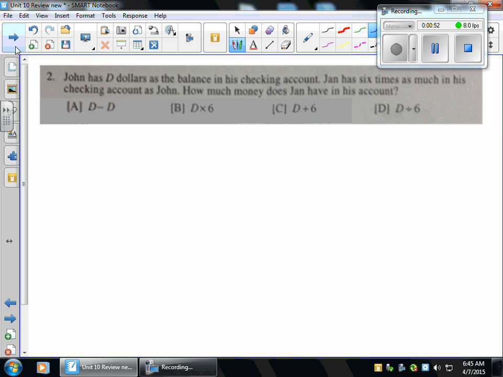Next problem. John has D dollars as a balance in his checking account. So we know there's a D in our algebraic expression. Jan has 6 times as much in his checking account as John. How much money does Jan have in his account? Well, if John has D, Jan has 6 times. Times doesn't mean add, subtract, doesn't mean divide. It means times, so multiply, pretty easy. D times 6. So if John has $5, Jan must have $30. If John has $1, Jan has $6. So your answer is B.